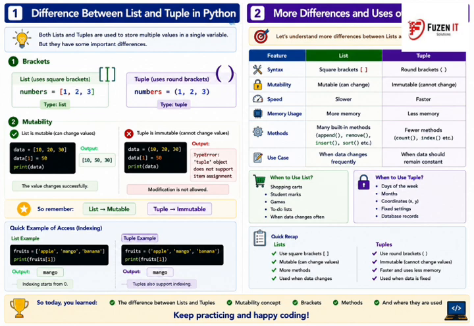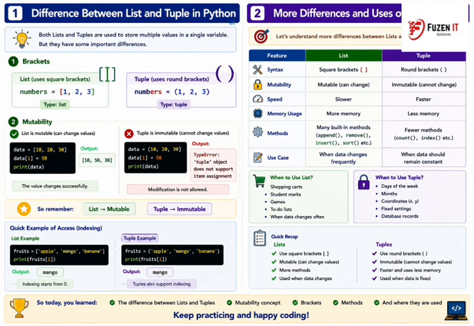Lists are mainly used when data changes frequently. Examples for lists are shopping carts, student marks, games, and to-do lists. Tuples are used when data should remain constant. Examples: days of the week, months, coordinates, fixed settings, and database records, because these data cannot be changed.